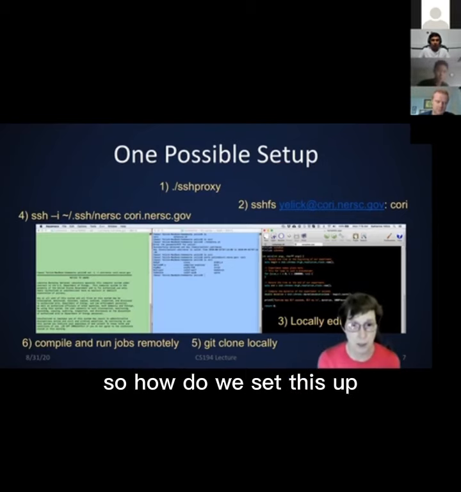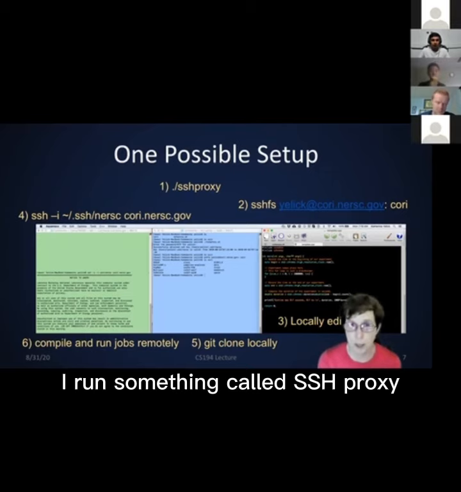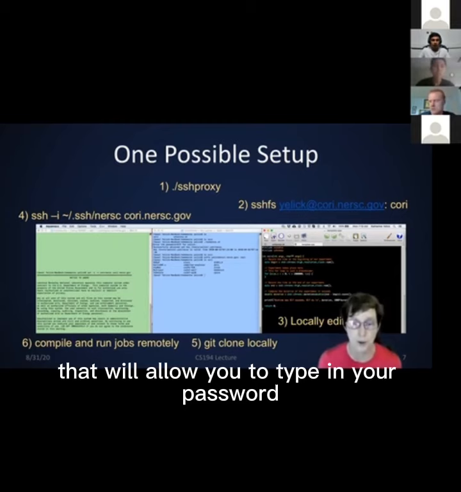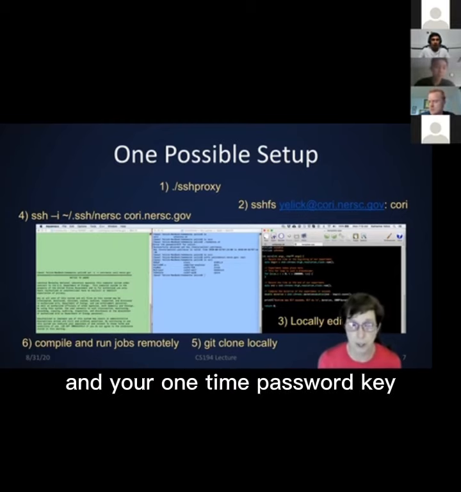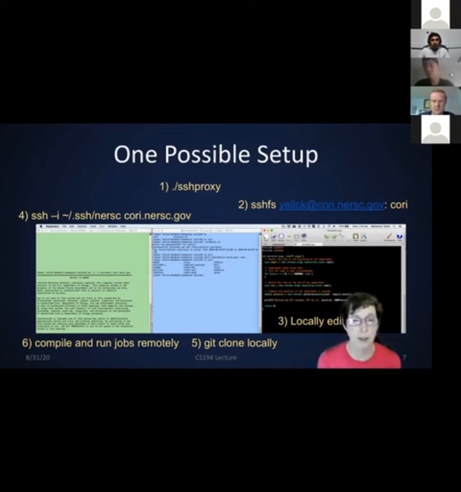So how do we set this up? Well, the first thing I do is once a day, I run something called SSH proxy. If you don't have that installed, you should copy it from NERSC. That will allow you to type in your password and your one-time password key just once a day instead of once every time you log in.